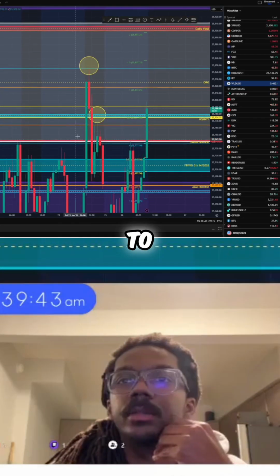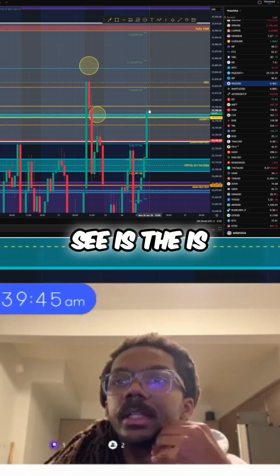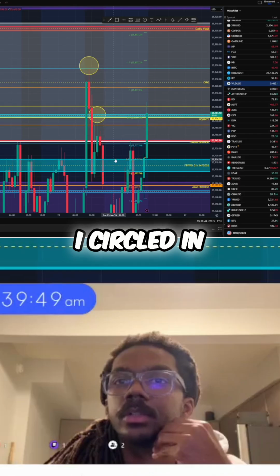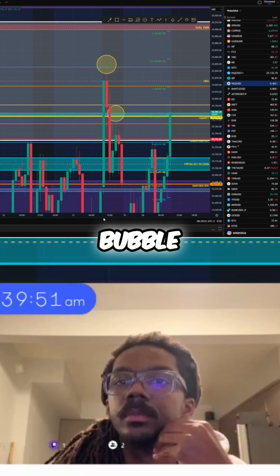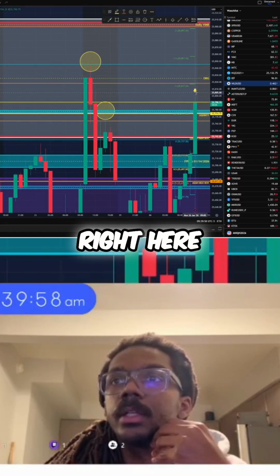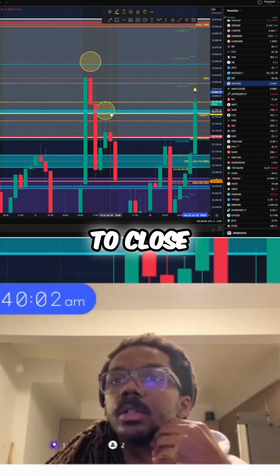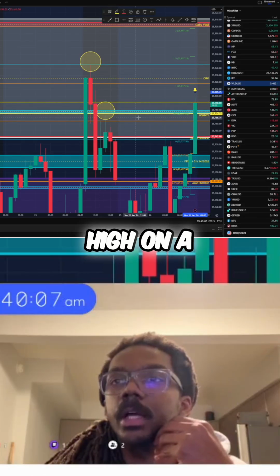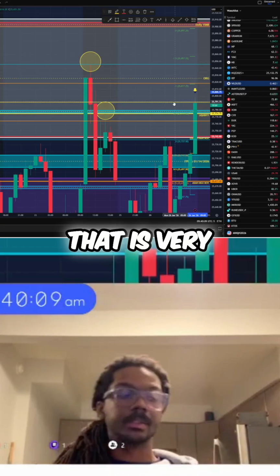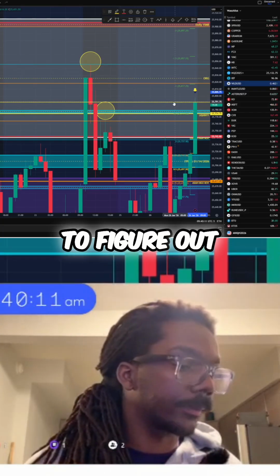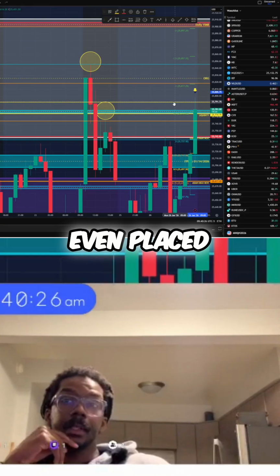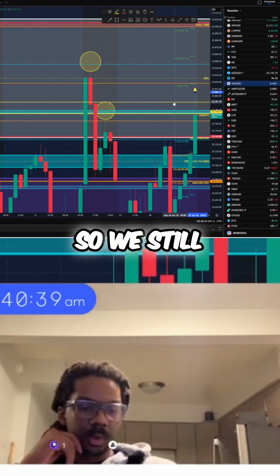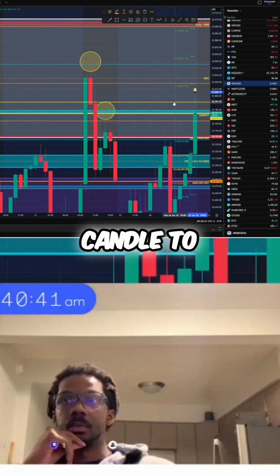I told you guys I want to see if this candle is going to close above this swing high right here that I circled in this yellow bubble. Is this candle right here going to close above this yellow line, which is this swing high on a 1 hour time frame? That is very important information that I need to figure out. So we still haven't even placed a trade yet. We're just gathering information. We still have 20 minutes for this candle to close.